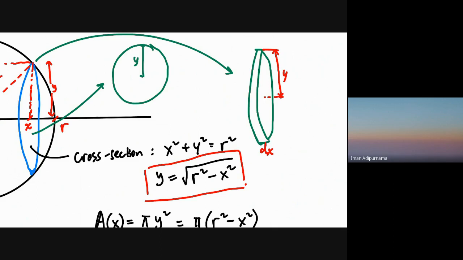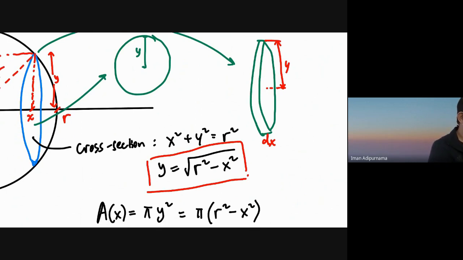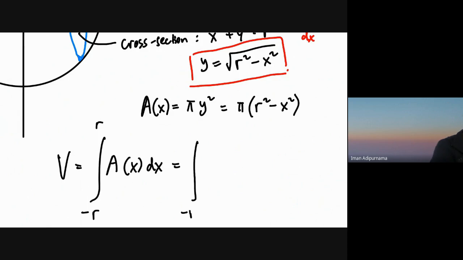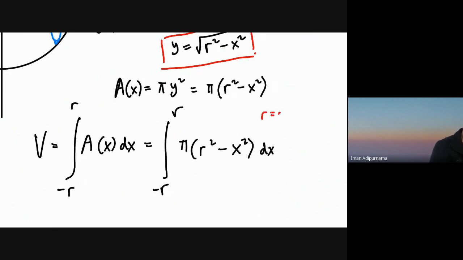So this slice here will be this small slice, and we will add it with the other parts. So we add all those slices, and we can write this as the volume from negative r to r. Let's just write A(x) dx first, and exchange it with pi times r squared minus x squared dx. Remember that r is constant.